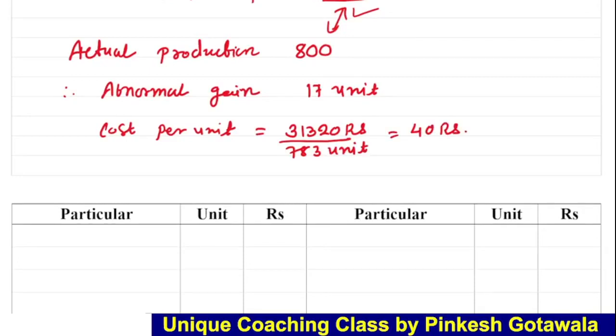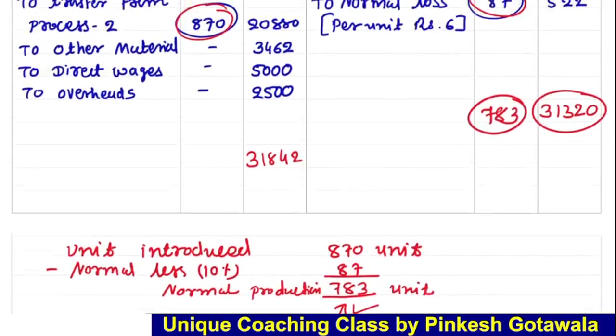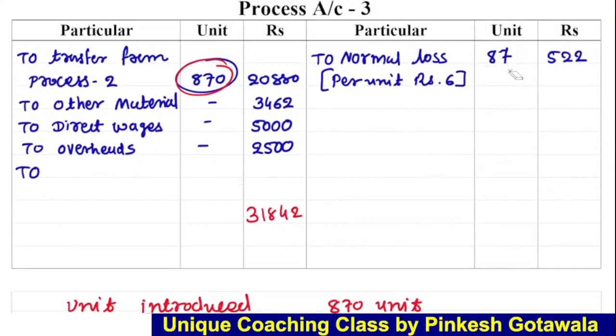Now let's give this effect. Here we get abnormal gain. Okay, and gain comes on which side? That is debit side. So 17 units and the rate 40 rupees. So let's give that effect on the debit side.